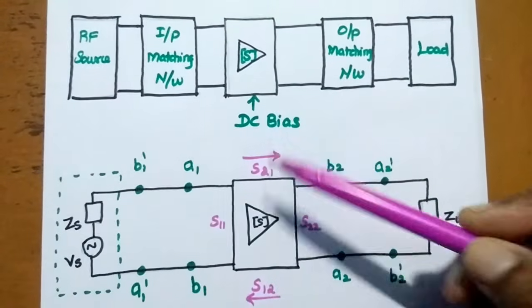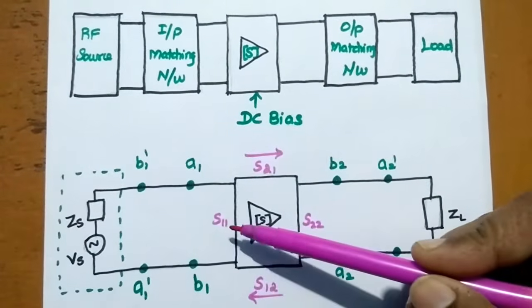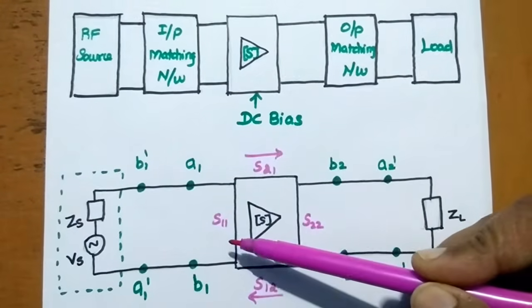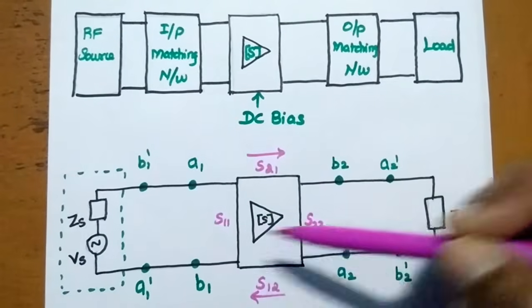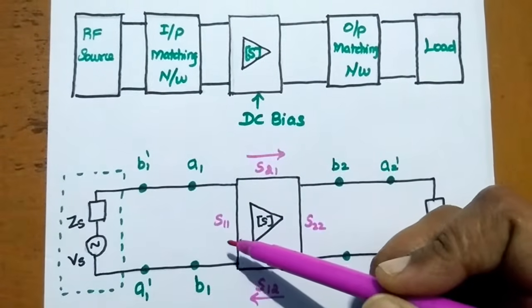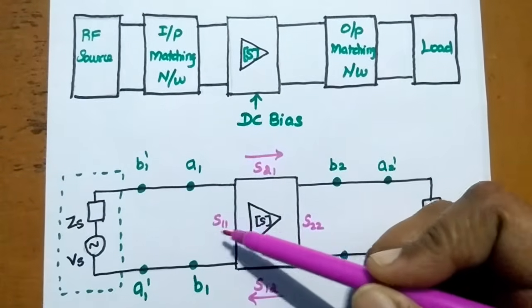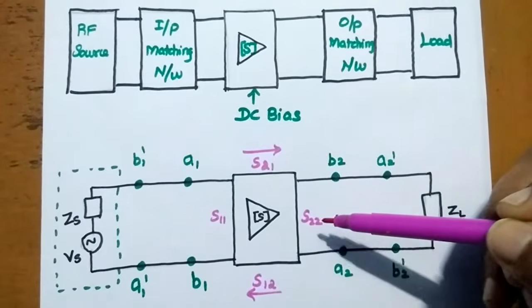The amplifier is characterized by its S parameters. S11 is at the input side. The amplifier has two ports: this is the first port, this is the second port. There is some reflection at the first port, which is represented as S11. At the second port it is represented as S22.